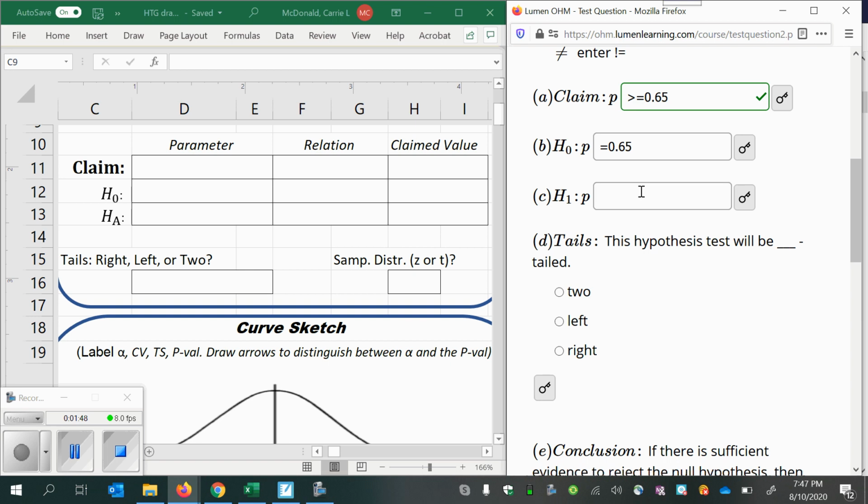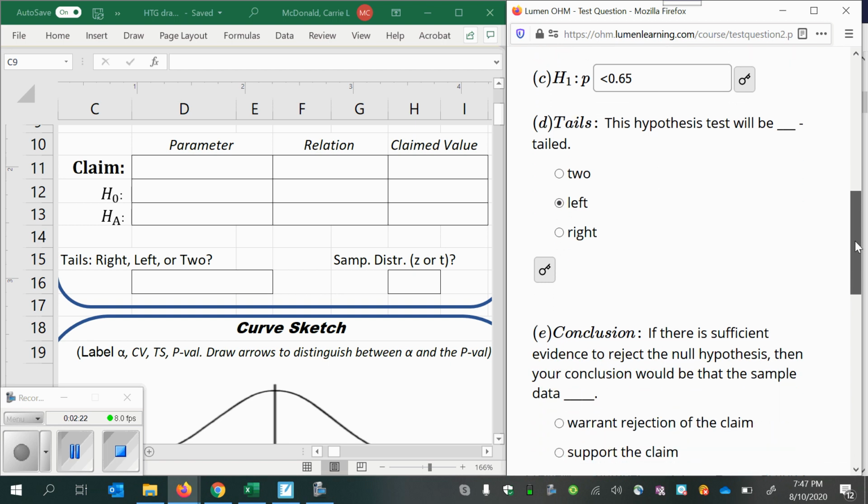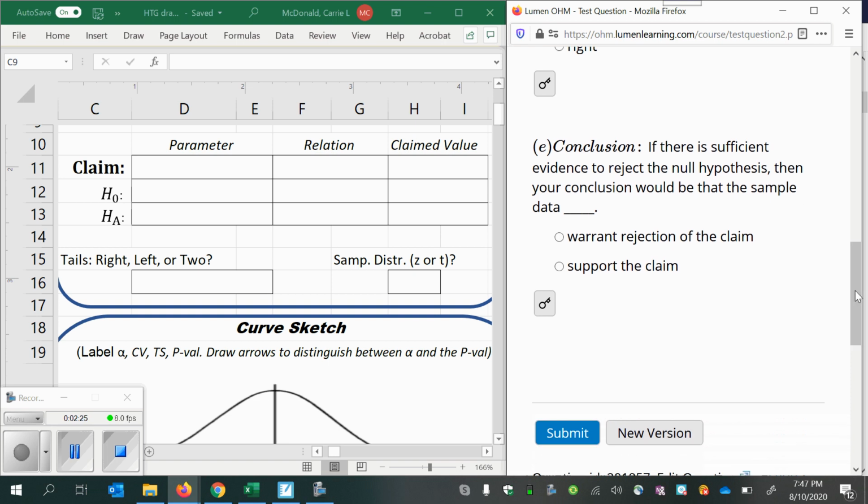And the alternative hypothesis will be the complement of the claim in this example, because there's the condition of equality in the claim. Therefore, it is covered by the null hypothesis, and that means our alternative has to be the complement of the original claim. So this will be a left-tailed test. Remember, we always look at the symbol of the alternative hypothesis to know which direction the tails are.